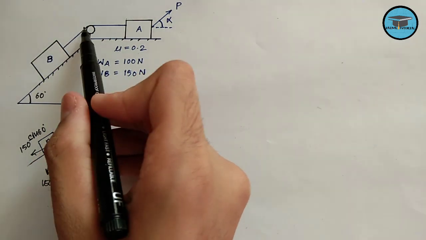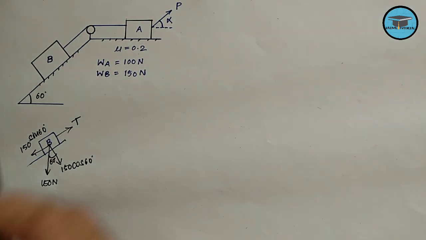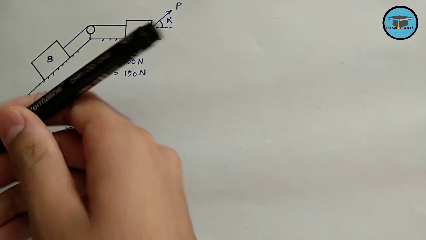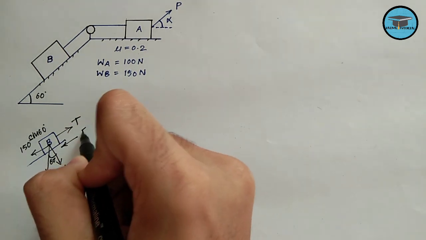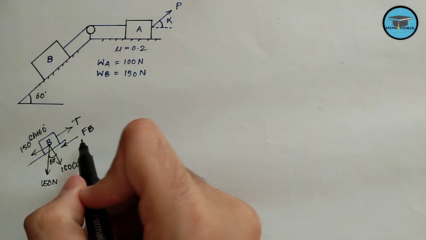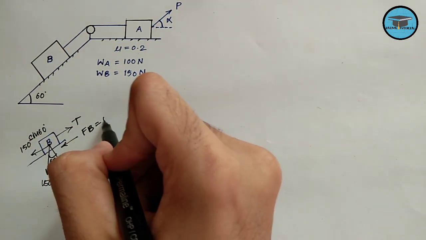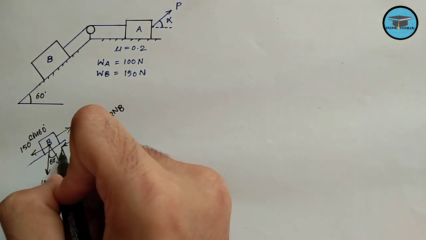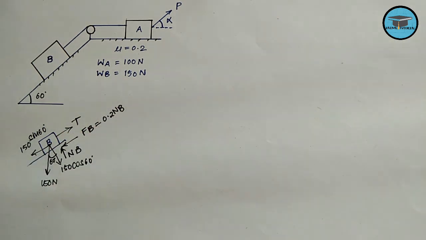There will be a tensile force inside this spring, so we note it as T. Also, this block will rise in the upward direction, so the frictional force will act in the downward direction, FB. The magnitude of the frictional force is mu times the normal reaction, so 0.2 times NB. There will also be a normal reaction acting from the surface, perpendicular to the surface. This is NB. So we have drawn the free body diagram of block B.